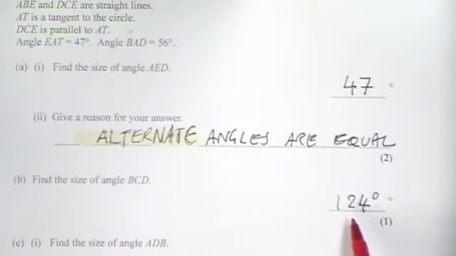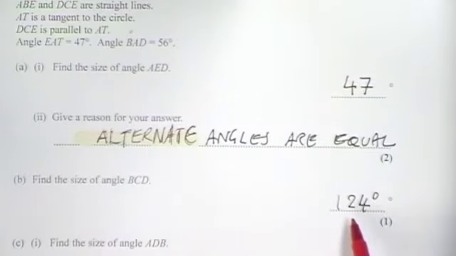Now this is a kite. That's a quadrilateral. And we know the angles in a quadrilateral add up to 360 degrees. We know that's 90, that's 90. If we know what that one is, we can work out this one by taking it away from 360.